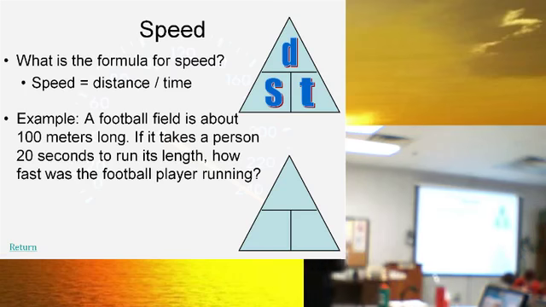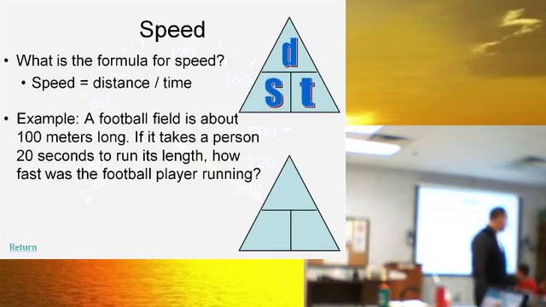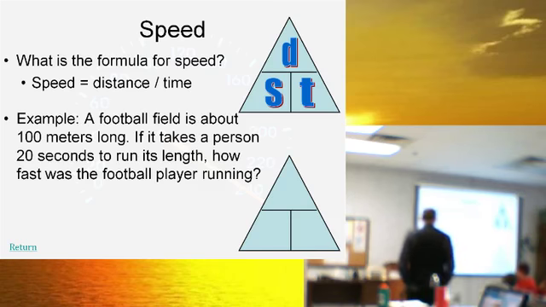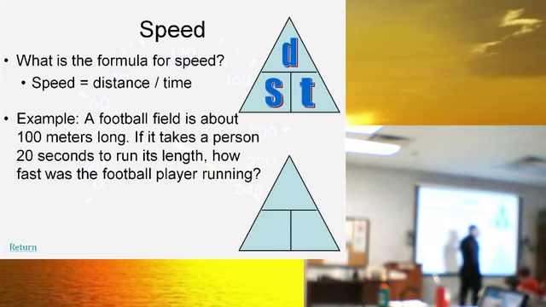First of all, the only thing I want you to write here is this example, below speed. A football field is about 100 meters long. If it takes a person 20 seconds to run its length, how fast was the football player running? Could you please write that example down? It won't take you but a second or two to do it. Then draw this solving triangle.